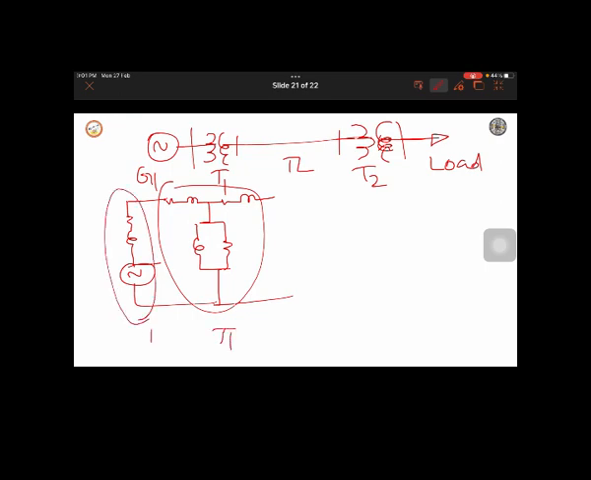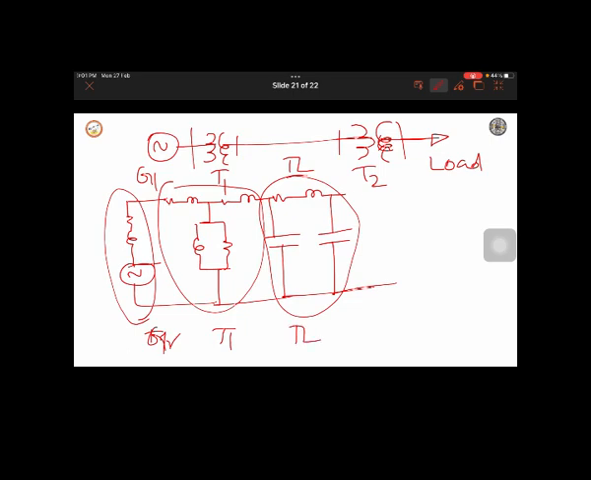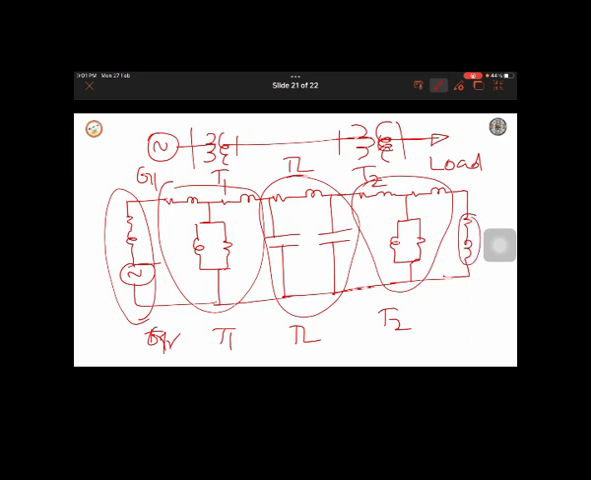This is the equivalent circuit written for generator. And then transmission line: resistance, reactance, then shunt capacitance, here shunt capacitance. So this I wrote for the transmission line. And then similarly transformer 2: resistance, reactance for primary, resistance, reactance for secondary and then the magnetizing circuit. This put together is transformer 2 and the load you can write as impedance, that is ZL is the load. So this is the load.